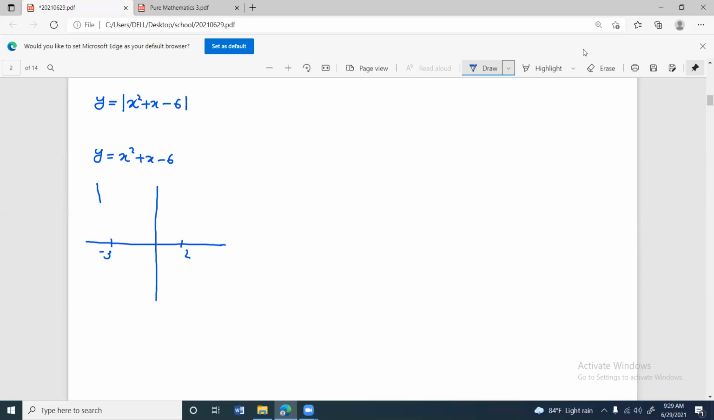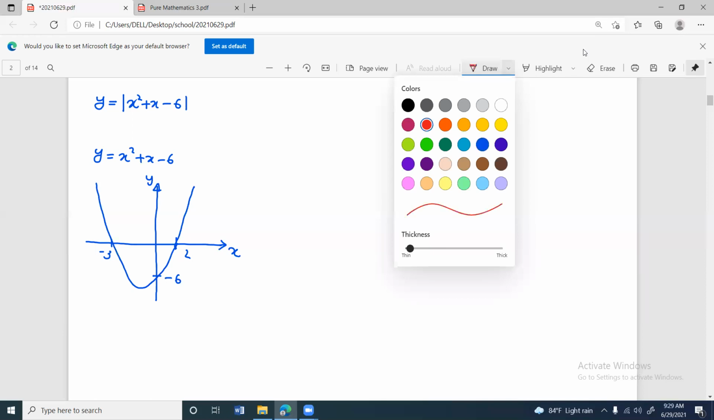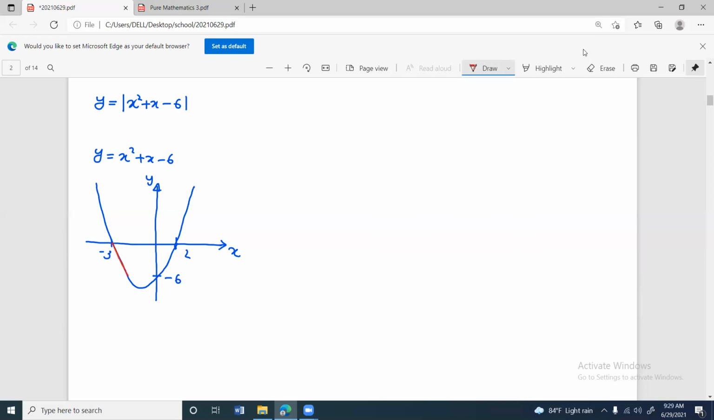So the graph goes like this, and it's like this, sorry. It's like this, and this coordinate is -6, right? Then our problem is the negative part of the graph, the negative part of the y values, because the modulus applies to the total of it. That means we are concerned about this part of the graph. The positive part of the graph doesn't make any impact on your final answer, right?